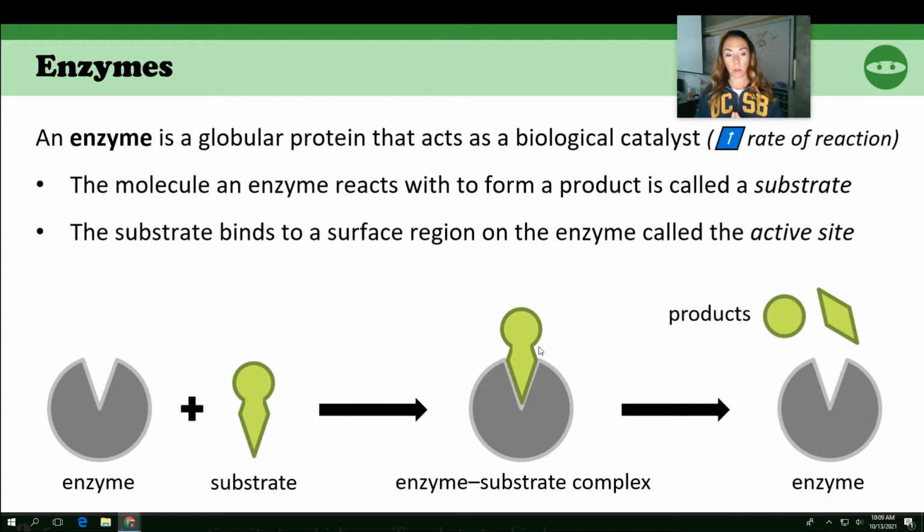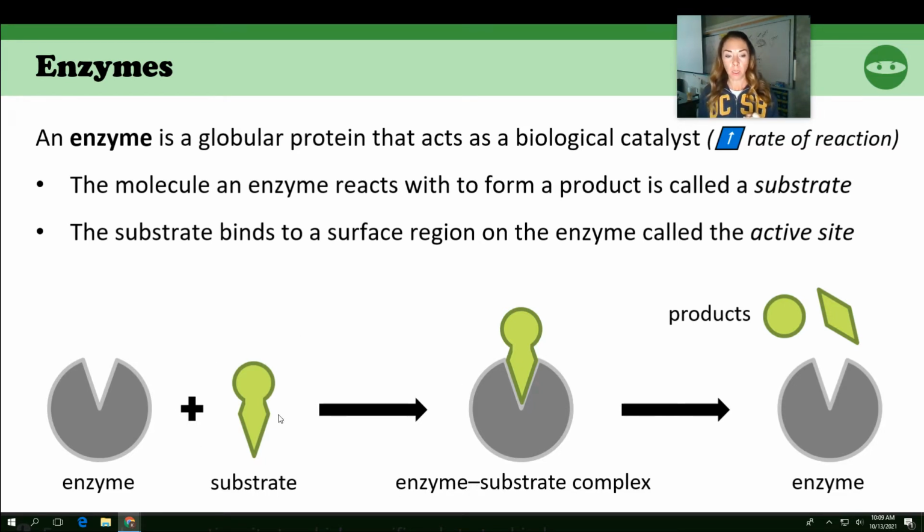Okay. Now you need to know the basic vocab for this. So if this is my enzyme here, this little Pac-Man, this is my protein, right? The substrate is the molecule that an enzyme reacts with, right? So to form this product. So I have the enzyme, I have the substrate. If you can see right here, this substrate has a very specific shape. The enzyme has a specific shape. And this binding site right here, together makes the enzyme substrate complex.